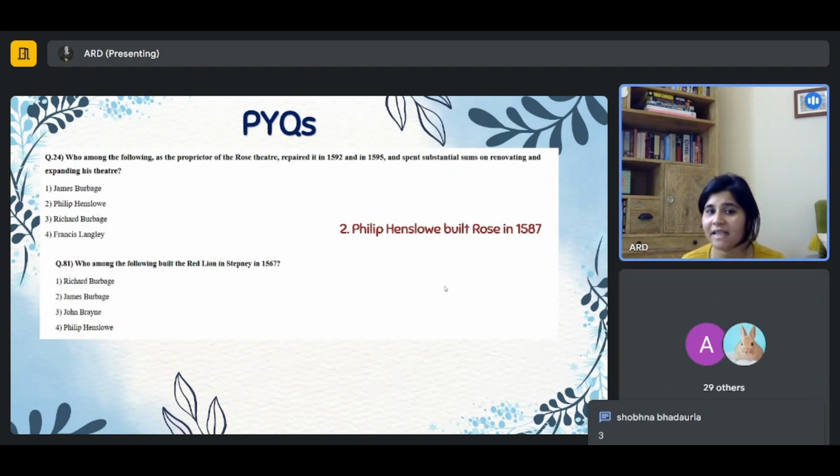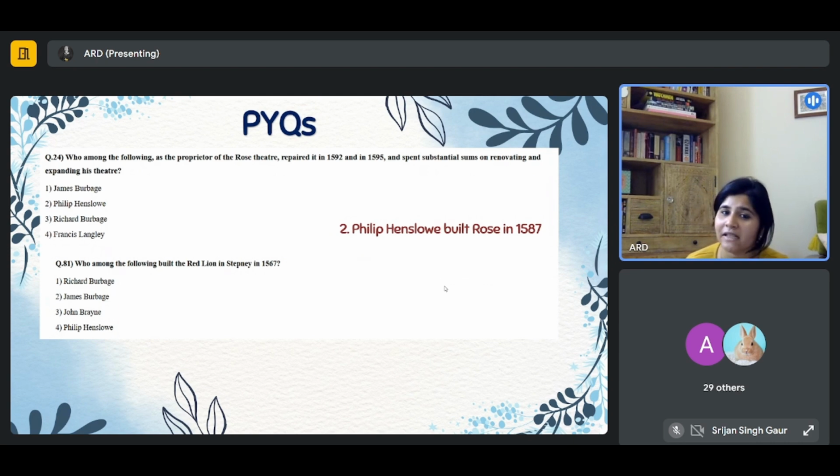Because James Burbage and Richard Burbage are associated with the theatre, with the Globe, and with the Blackfriars Theatre, and Philip Henslow is associated with the Rose Theatre. So only one option is left, about whom we have not talked, John Brayne. He built the Red Lion Theatre in 1567, the first permanent theatre. But that theatre was not a success. It was a failed attempt. It had lots of infrastructural problems.